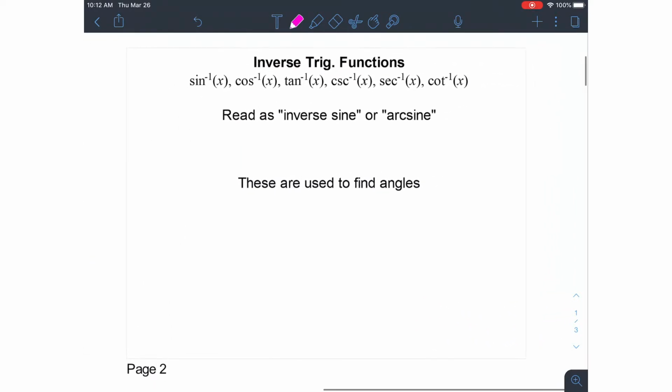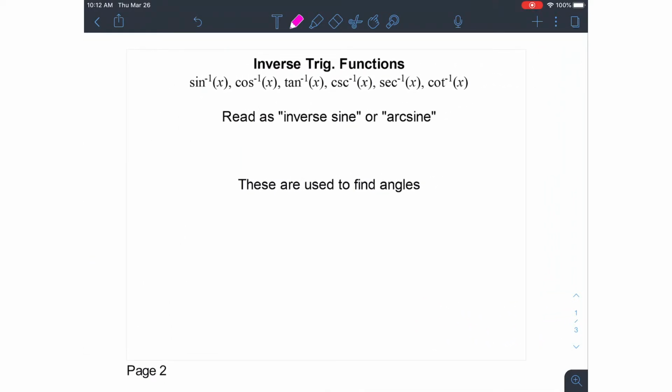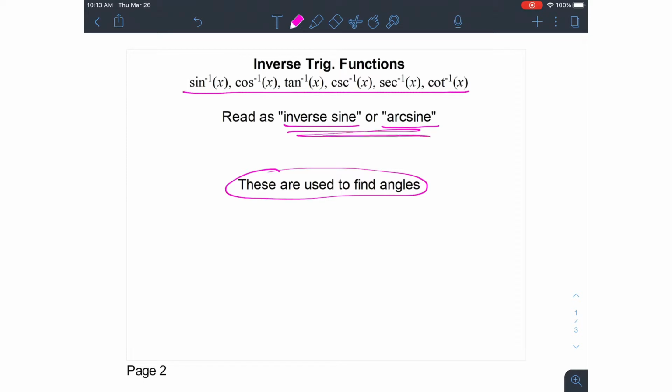So the inverse trig functions, and I've listed all of them up here at the top. We will read these either as inverse sine, inverse cosine, etc., or alternately, you could also read it as arcsine, arccosine, arctangent. And we're going to be using these to find angles in our triangles. One thing I wanted to point out, so I've put these two names here. I'm specifically going to focus on saying them like that, arcsecant, arctangent, and so on.